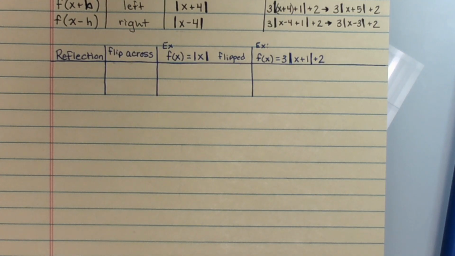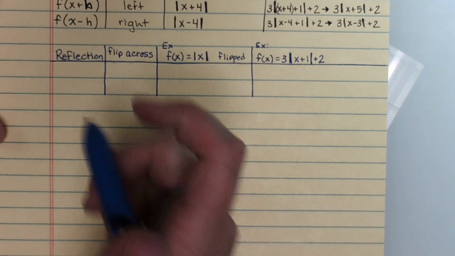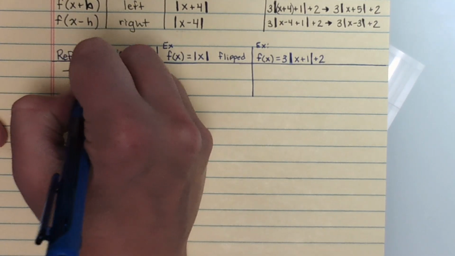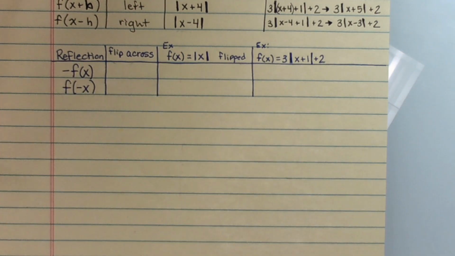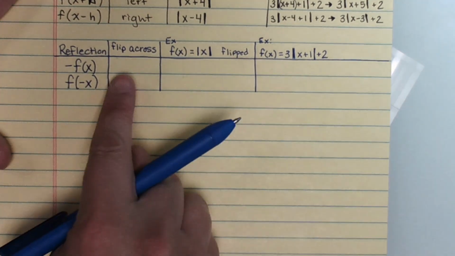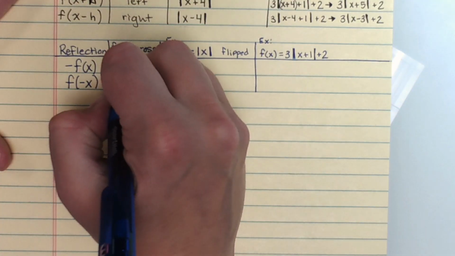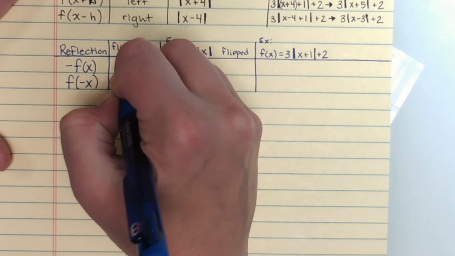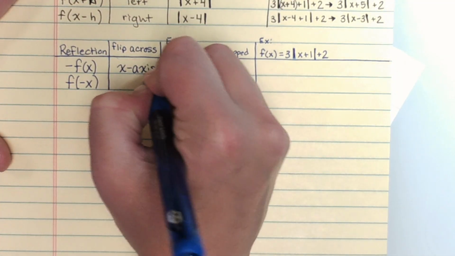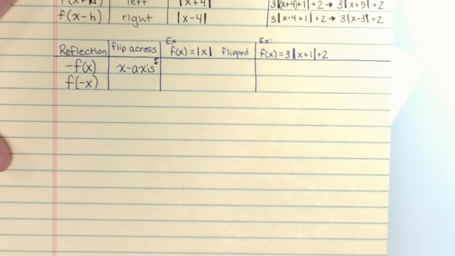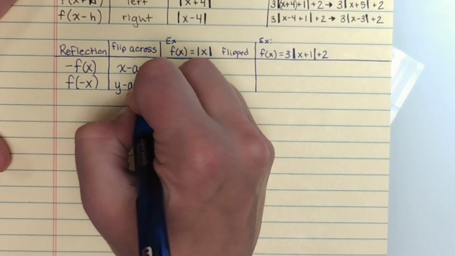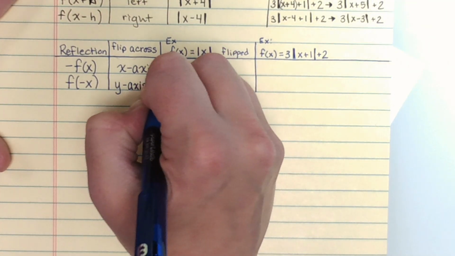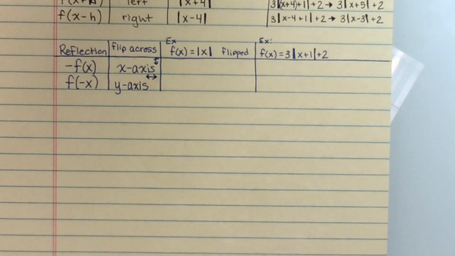Now, reflections. The changes that happen in the equations for reflections are negatives. You could put the negative in front of the function, or you can put the negative in front of the x inside the function. If it's in front of the function, it's going to flip across the x-axis. In other words, it's going to change vertically, up and down. If you put it in front of the x, it's flipping across the y-axis, and you'll notice a change left and right.